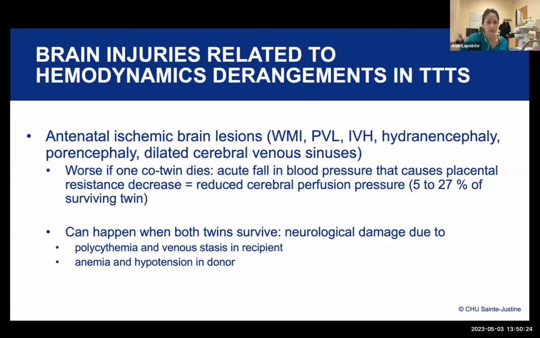Brain injuries can be related to the hemodynamic derangements in twin-twin transfusion syndrome. Antenatal ischemic brain lesions are described. It is worse if one co-twin dies. It can happen also when both twins survive. Then the neurological damages are due to polycythemia and venous stasis in the recipient, or anemia and hypotension in the donor.